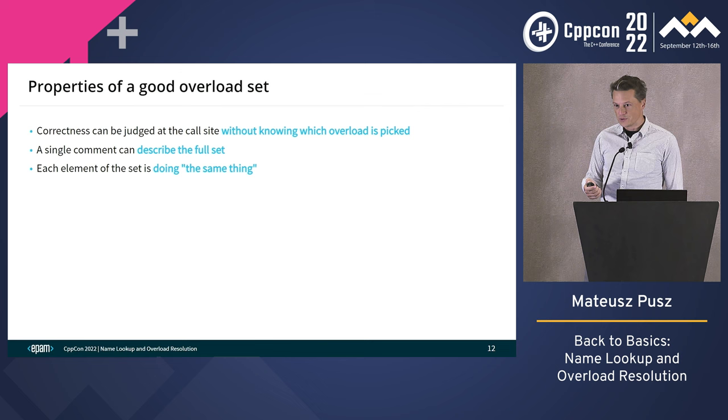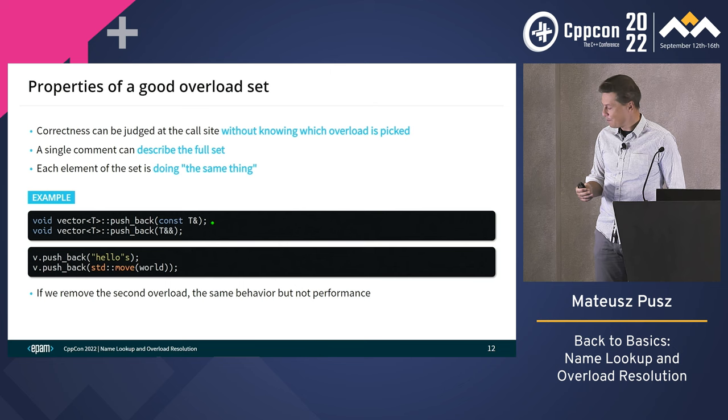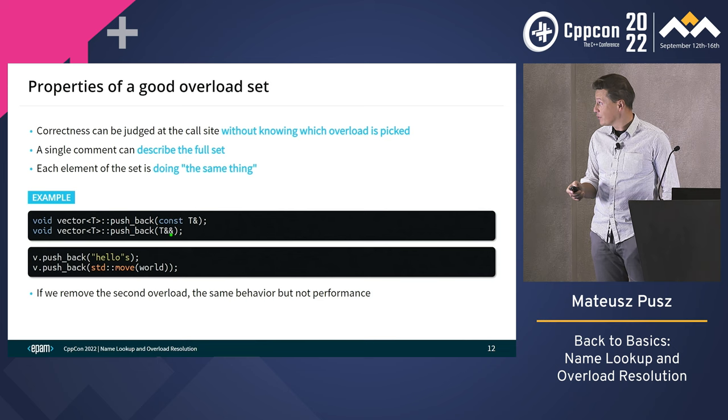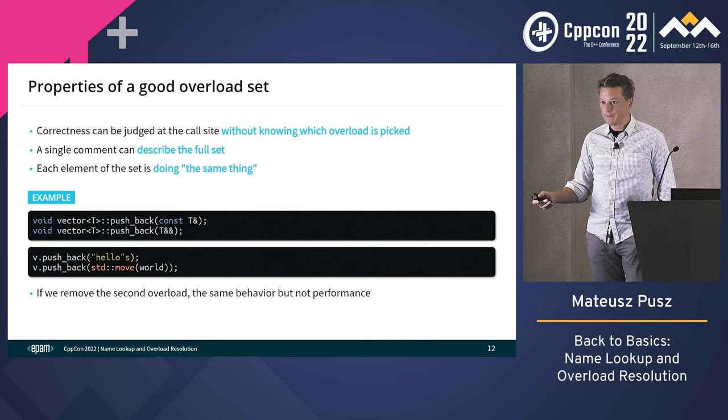For example, push_back in vector has two or maybe more overloads. This one is for the const lvalue reference. This one is for the rvalue reference. If we remove the second one, basically nothing will change in our program. Everything will work the same, only the performance will be a bit different. But from the functional point of view, everything will be the same, right? This is a good overload set.